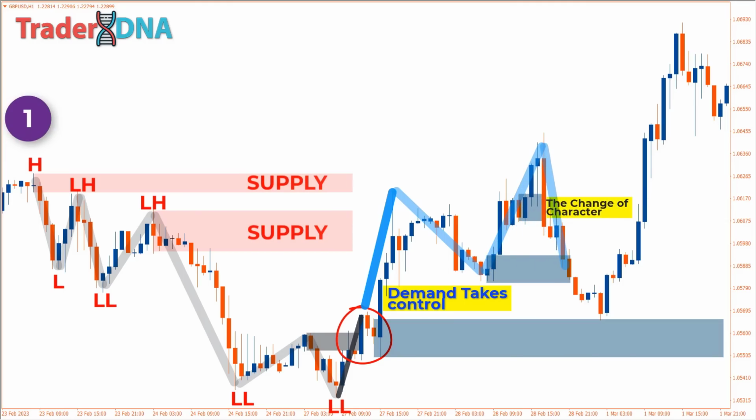However, this change of character is not deemed 100% valid. The rationale behind this lies in the presence of a clear inefficiency and a valid demand area just below it. This demand area could serve as a magnet for the price to fill the gap, capture liquidity, and persist in its upward movement.